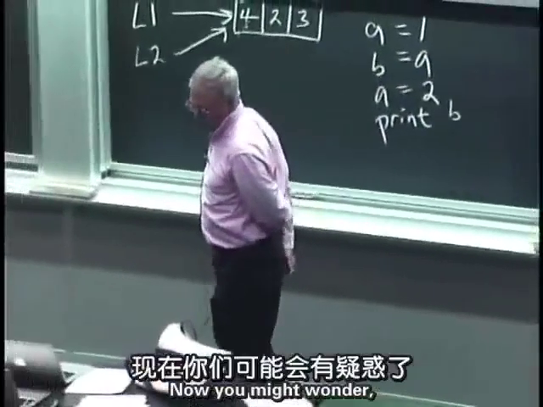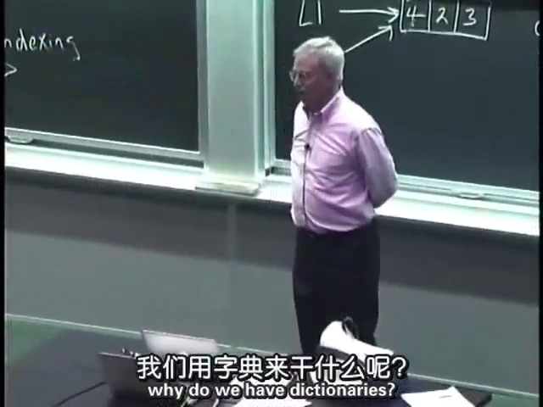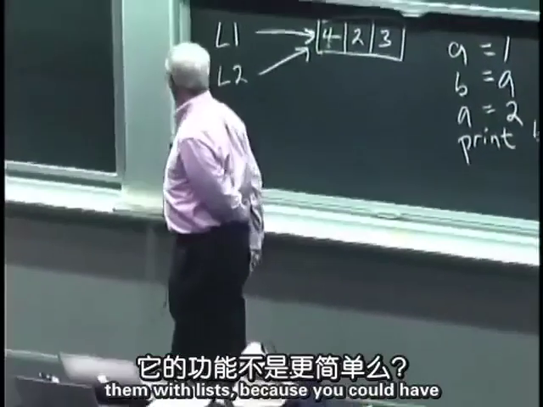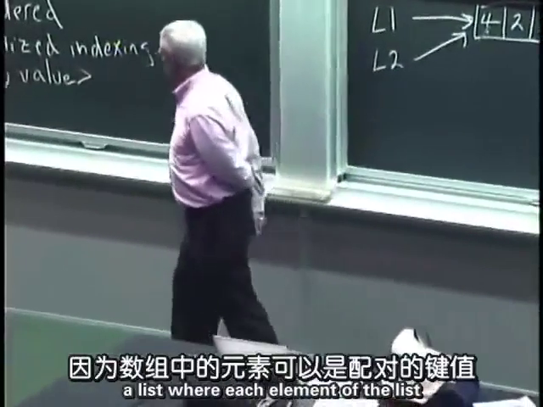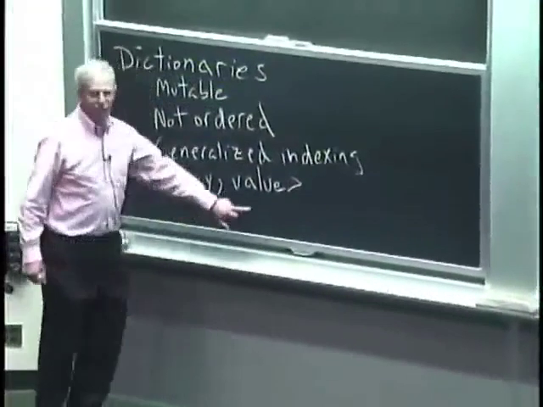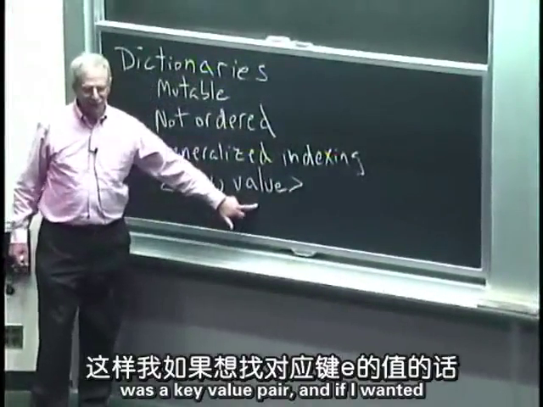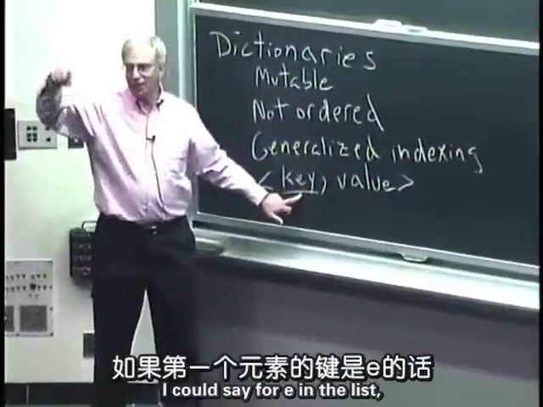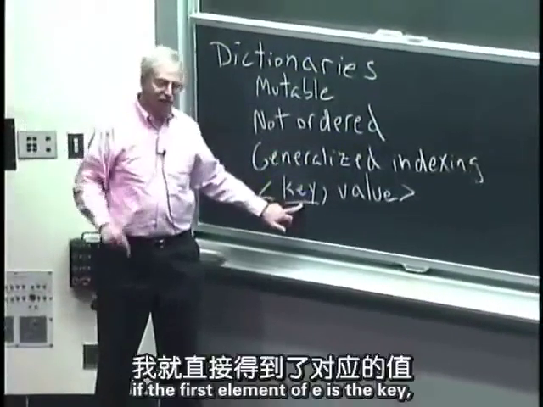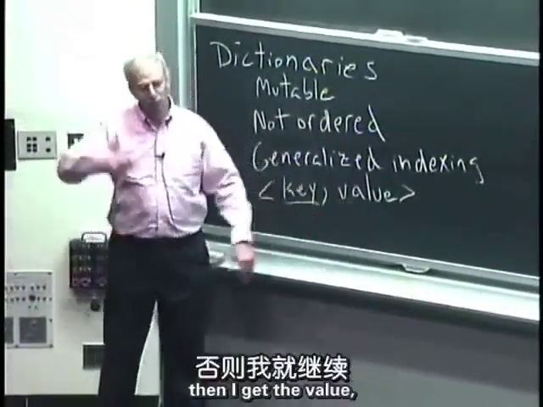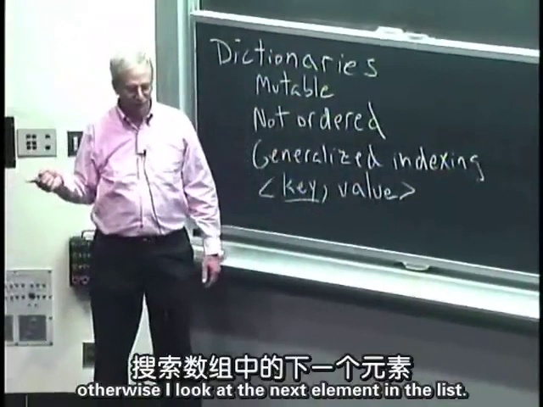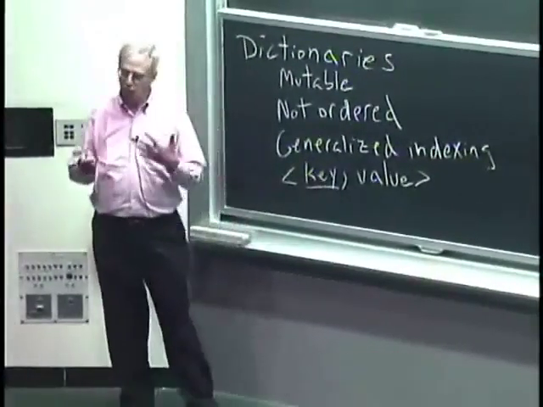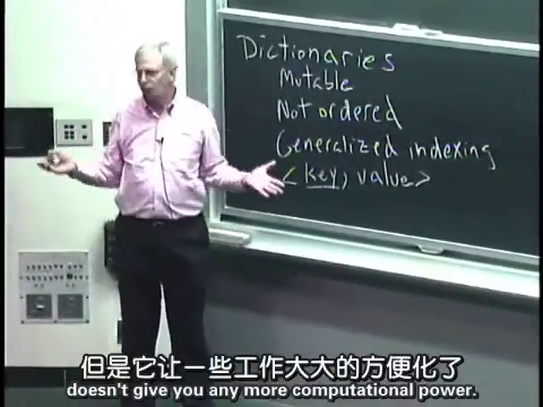Now, you might wonder, why do we have dictionaries? It would be pretty easy to implement them with lists. Because you could have a list where each element of the list was a key-value pair. And if I wanted to find the value corresponding to a key, I could say for E in the list, if the first element of E is the key, then I get the value. Otherwise, I look at the next element in the list. So adding dictionaries, as Professor Grimson said with so many other things, doesn't give you any more computational power.